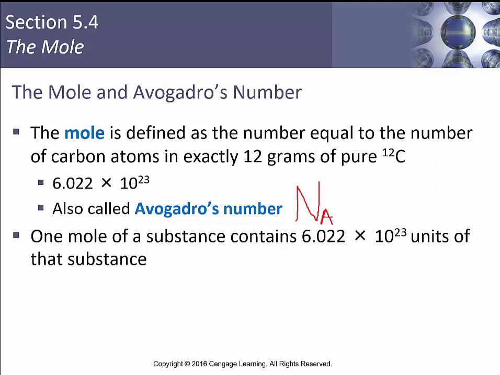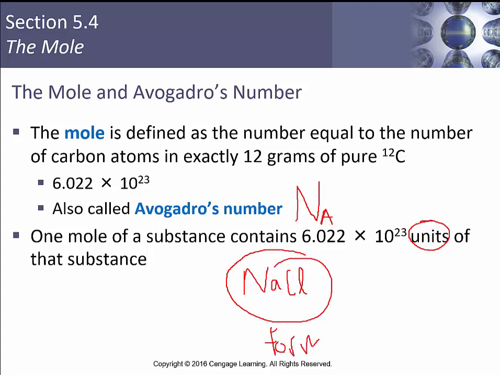1 mole of a substance contains 6.022 times 10 to the 23rd units of that substance. So if you're talking about something like NaCl, 1 mole of sodium chloride will contain 6.022 times 10 to the 23rd formula units. Formula? I was going to write FU and then realized that would be a little rude. Formula units. Or if it's something like H2O, it'd be molecules. So 6.022 times 10 to the 23rd of anything is 1 mole's worth of that thing.